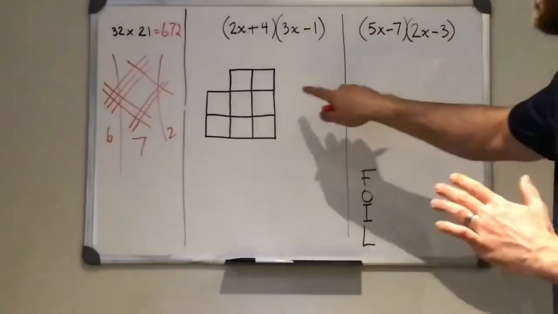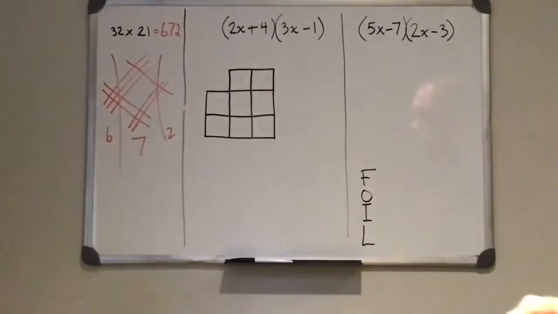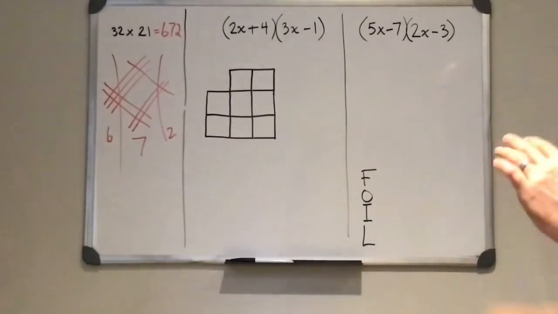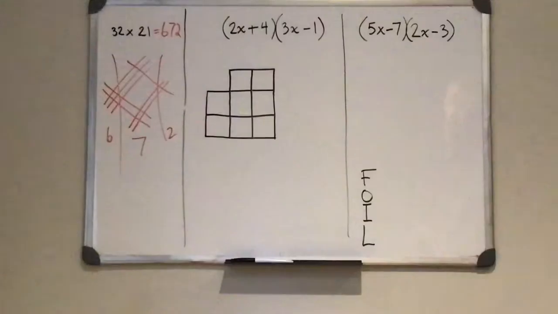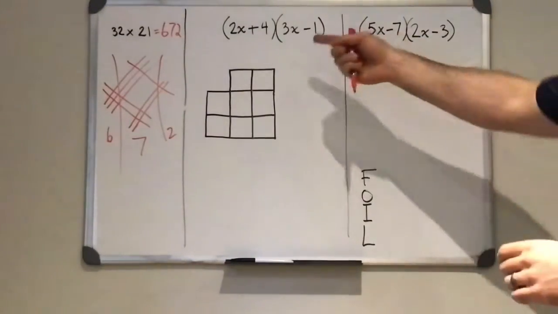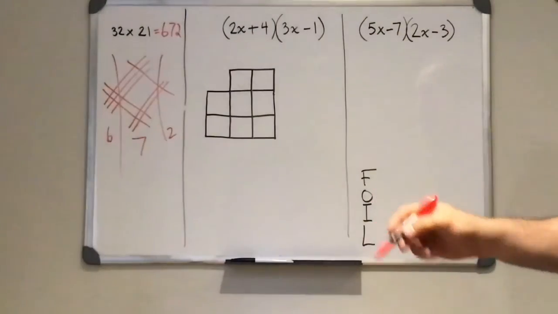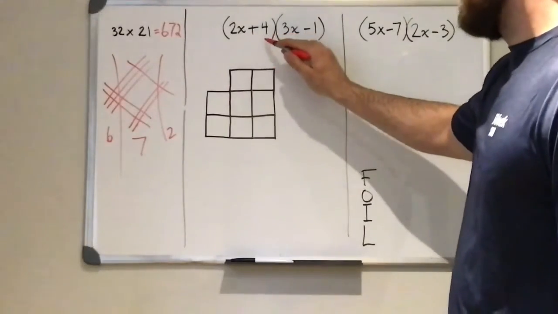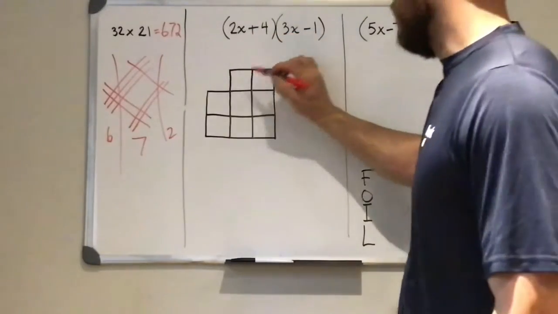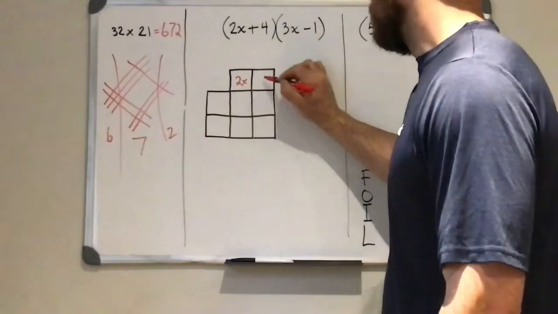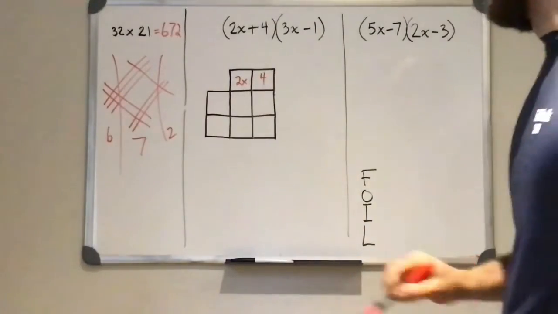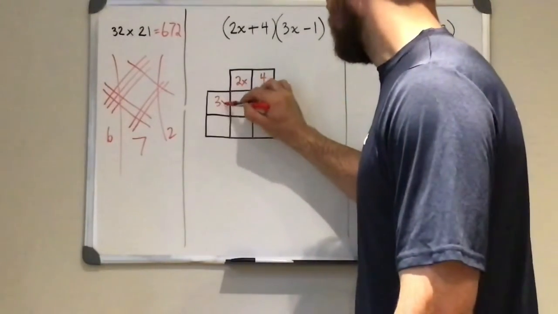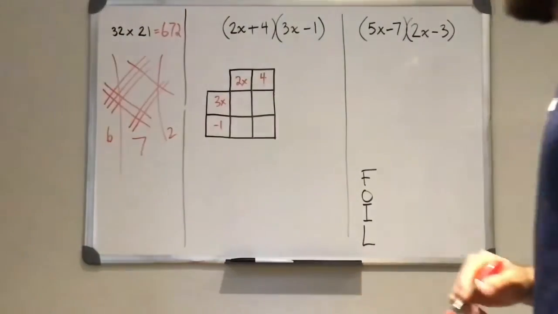I really want us to learn how to expand our binomials using one of these 2 methods. So these were the ones that were later on in our worksheet, the first one being the chart method. So here we have 2x plus 4 times 3x minus 1. So I'm going to put the 2x and the 4 here. I'm going to put the 3x and the minus 1 here.